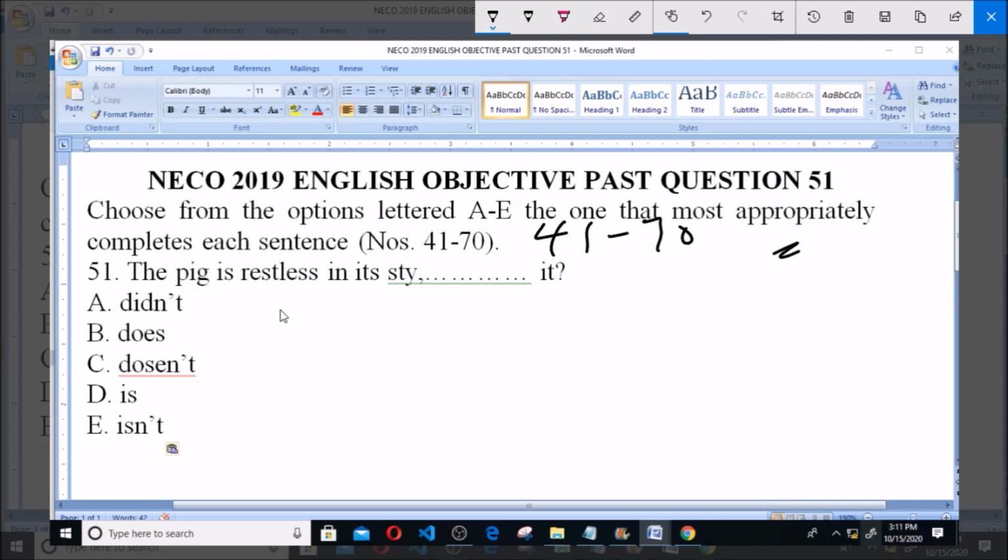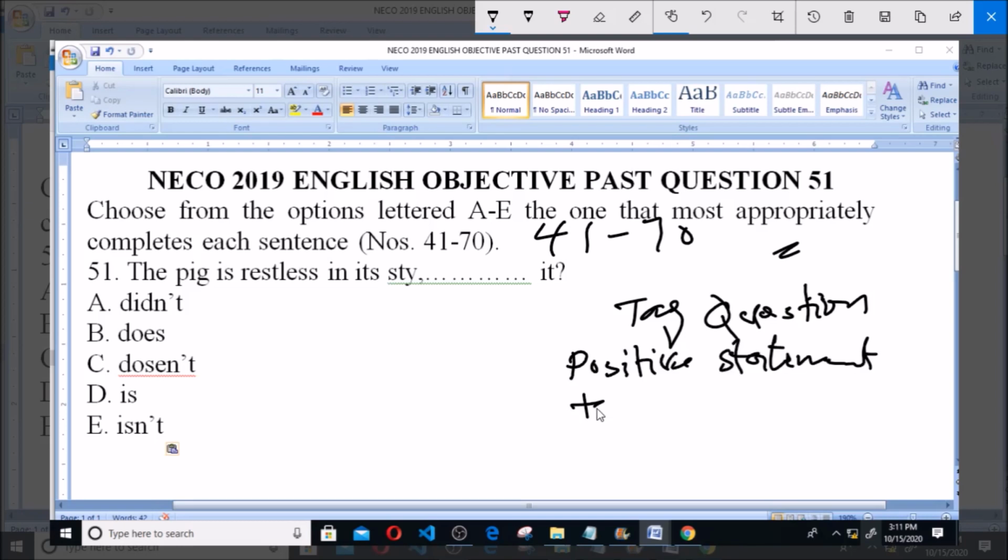So this question is from what we call tag question in English. Tag question. And the rule for tag question is that a positive statement takes a negative tag. So, the statement here is positive. So, the tag would be negative.